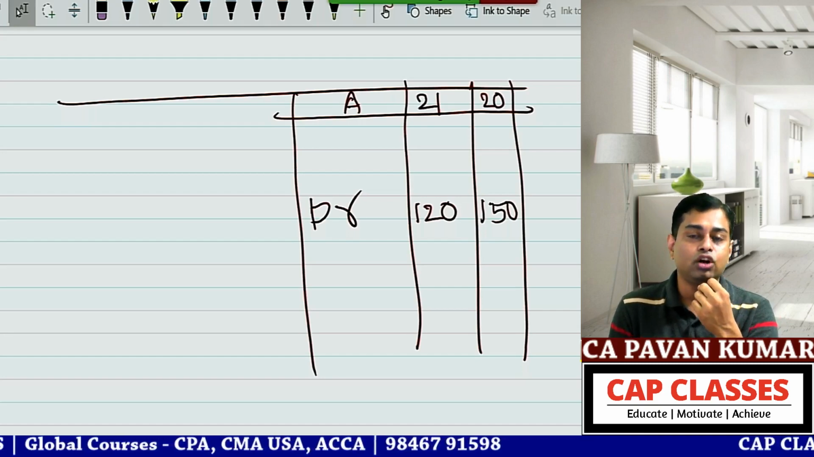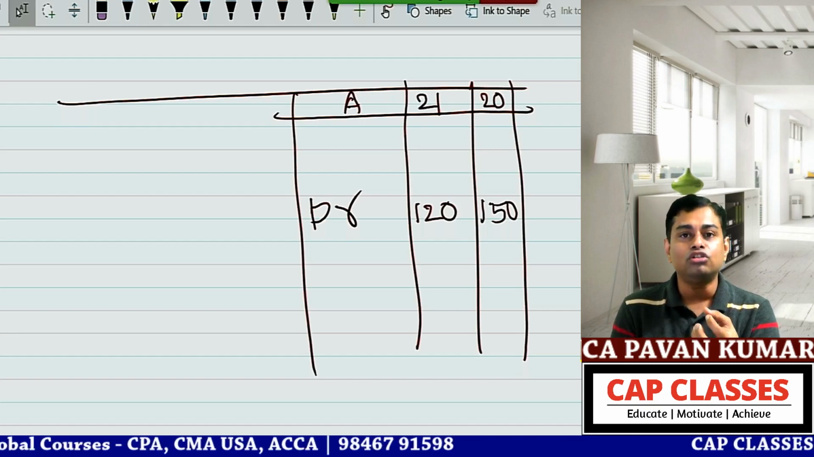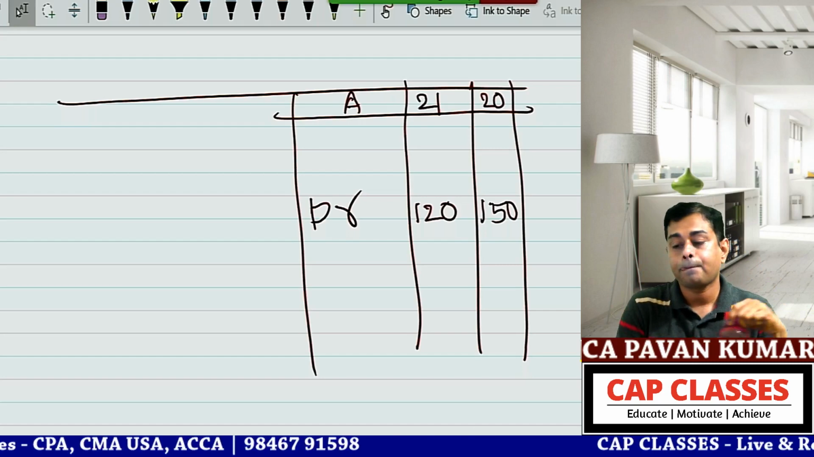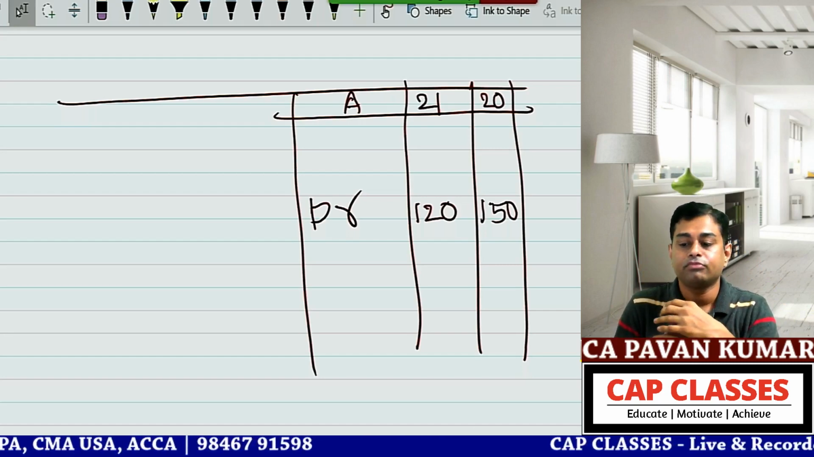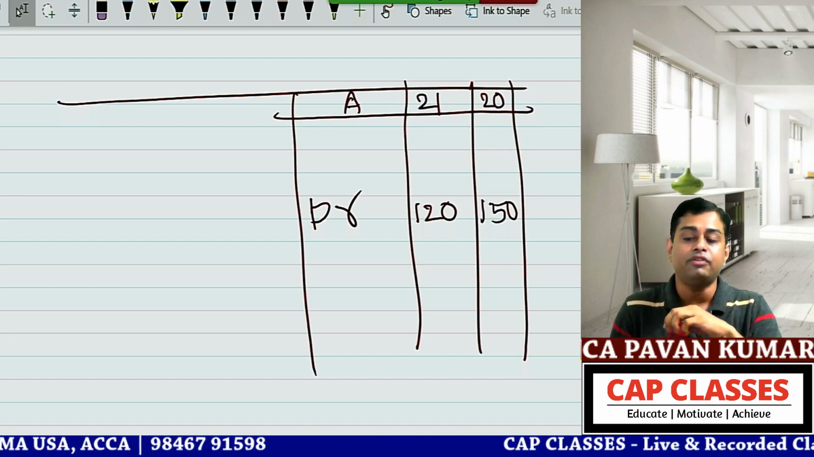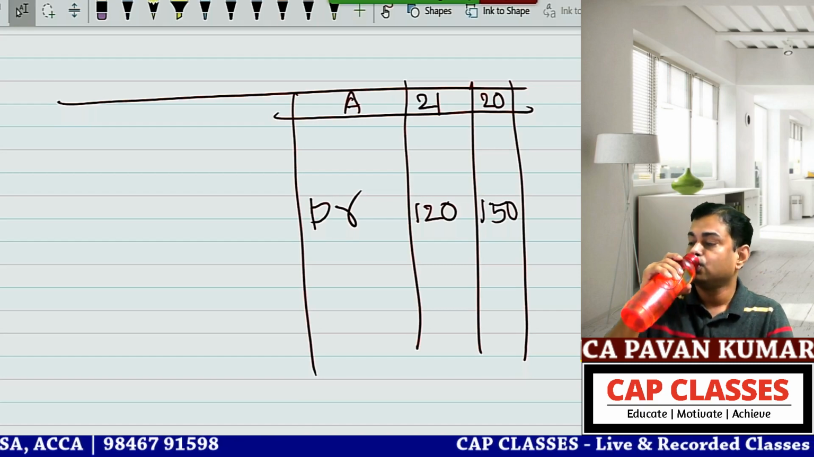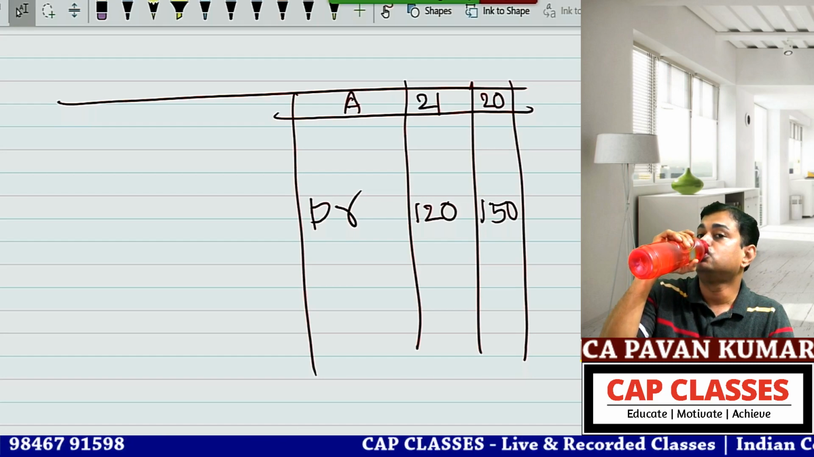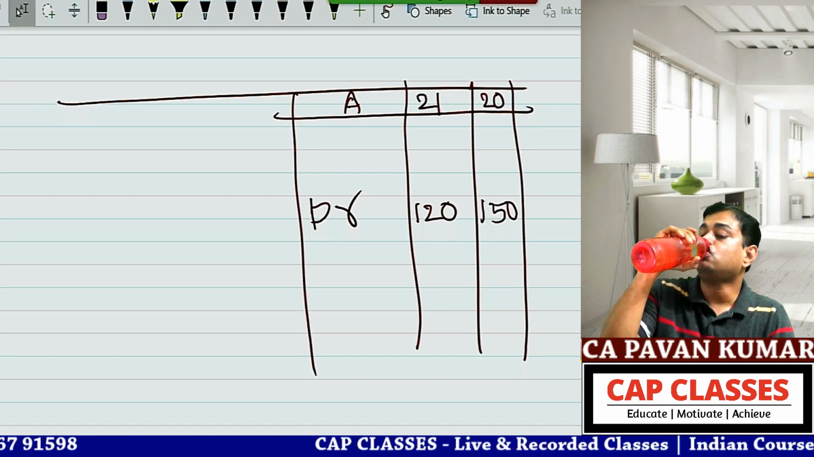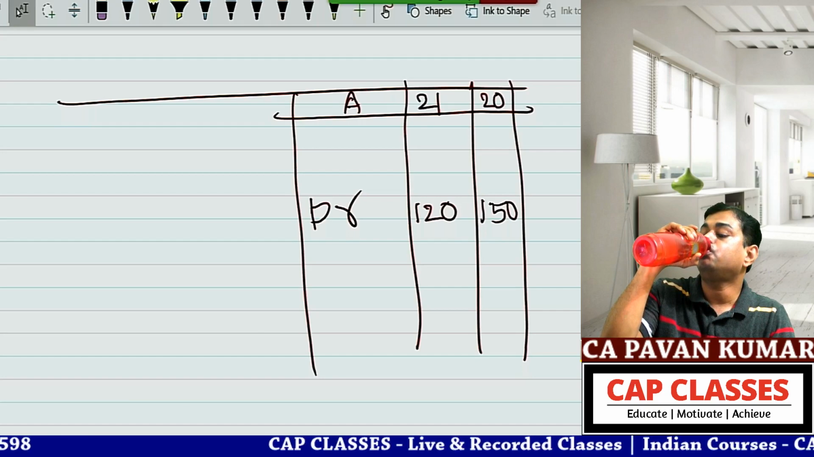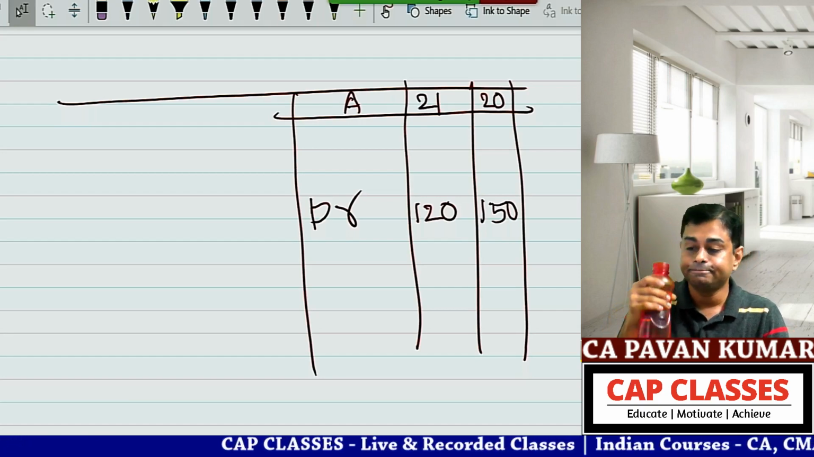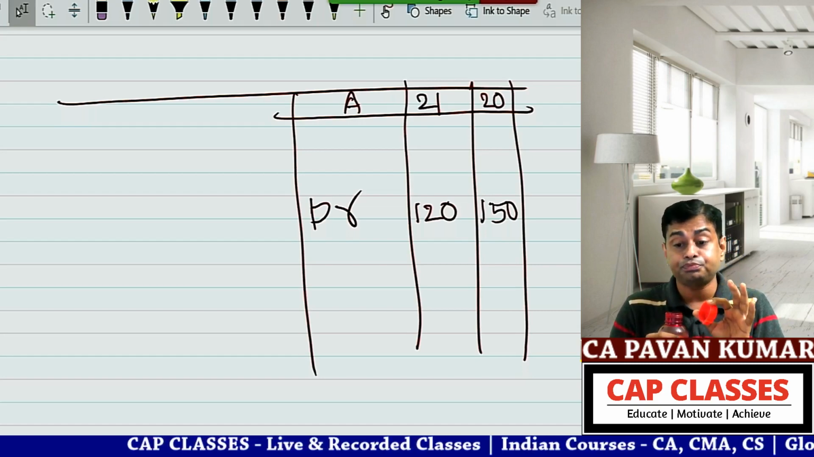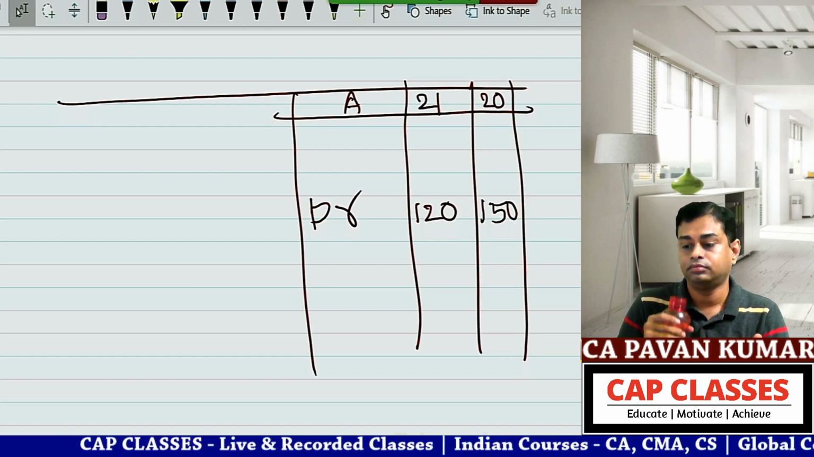Opening debtor is 150 crores. Closing debtor 120 crores. What happened? You tell me. Opening debtor 150 crores. Closing debtor 120 crores. What happened to debtors? Okay, decrease in debtors, correct. Amit, your answer is right. What happened to cash?